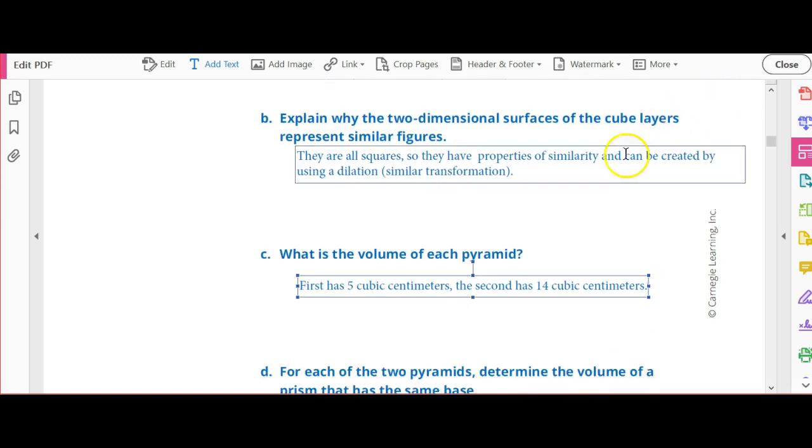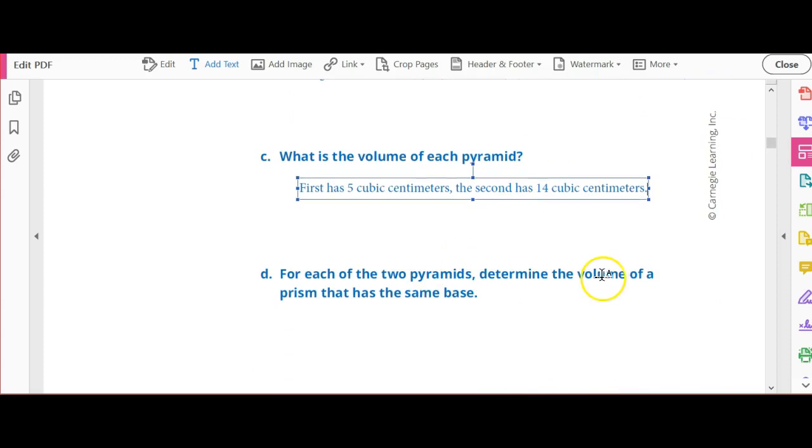All right. For each of the two pyramids, determine the volume of a prism that has the same base. So what would we do? The volume of a prism that has the same base. How would we figure that out?